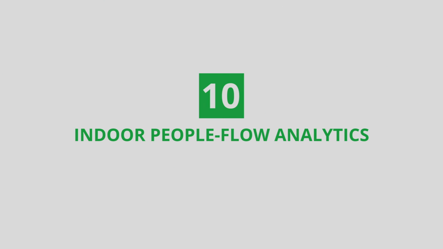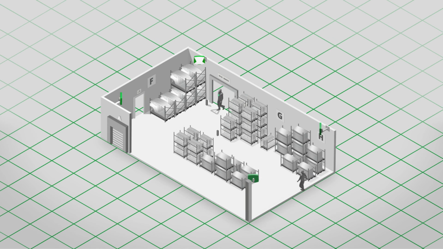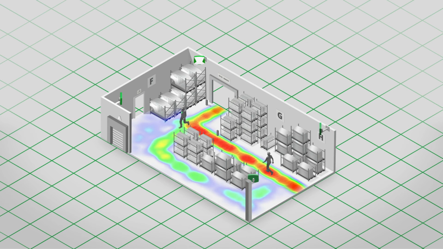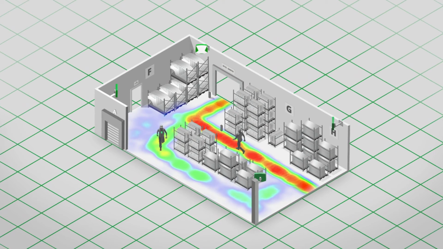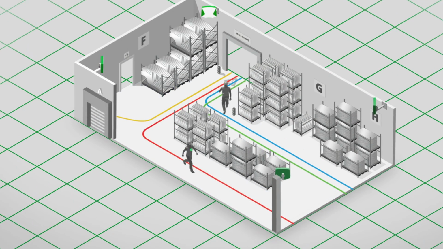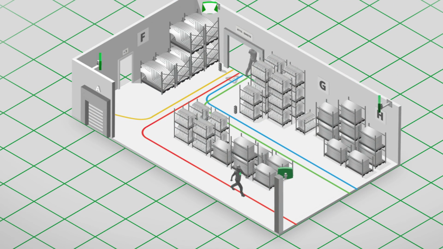Leverage people flow analytics to optimize efficiency. Use people flow heat maps and spaghetti diagrams to visualize patterns and display analytics of indoor movement as well as interaction of people and objects in your facility.